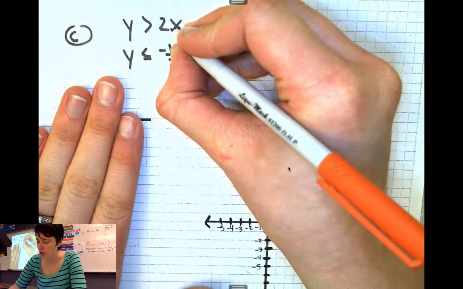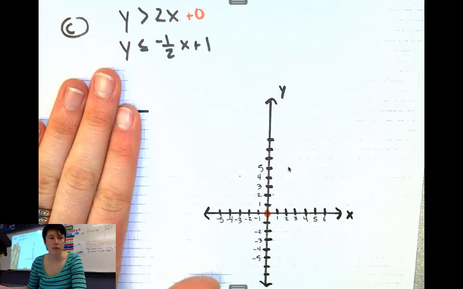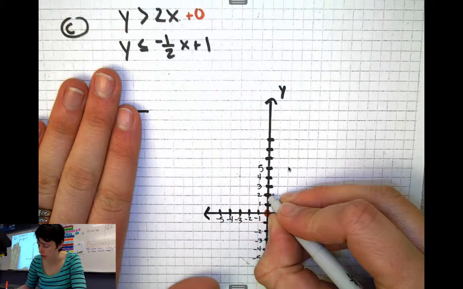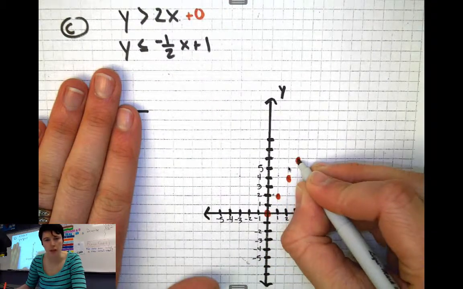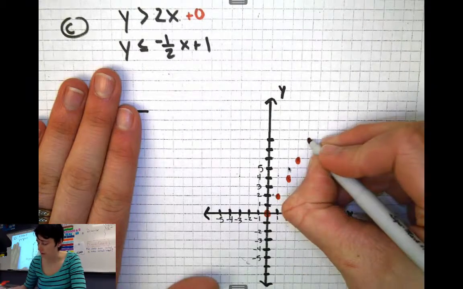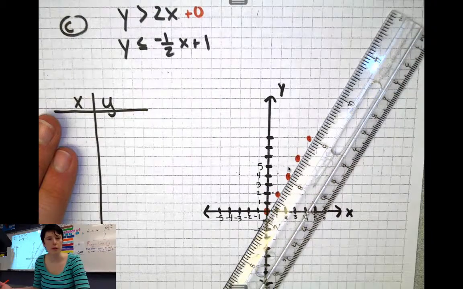y equals 2x plus 0. I'm going to be starting at 0, and I have a slope of 2. I'm going to be counting up 2 over 1, up 2 over 1, up 2 over 1, up 2 over 1, and I know that it's going to be just this nice straight line going through those points.